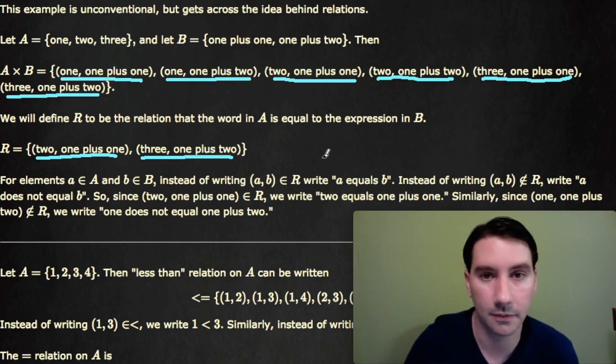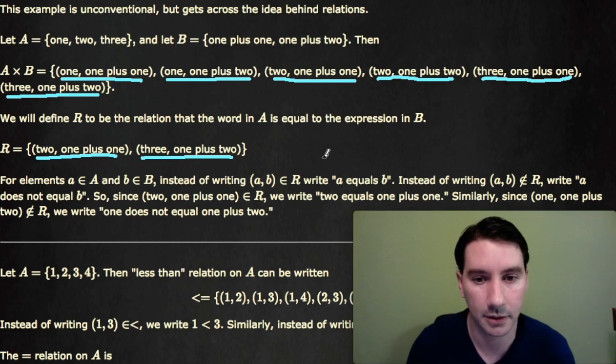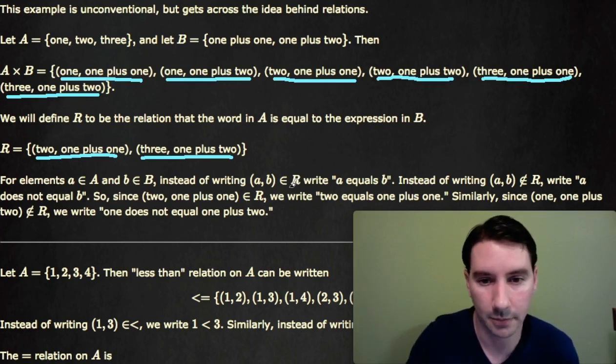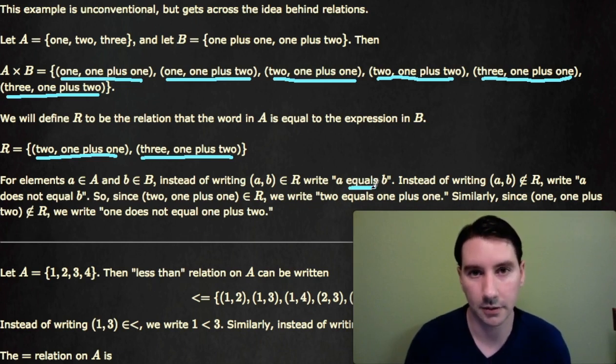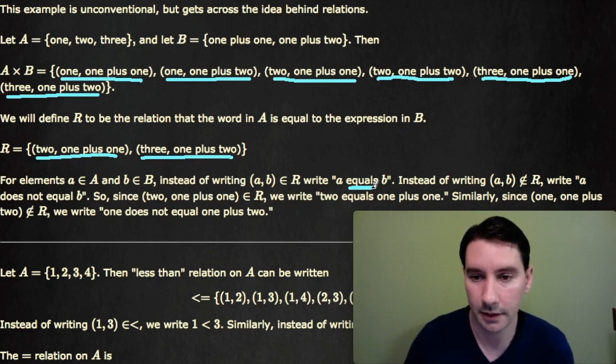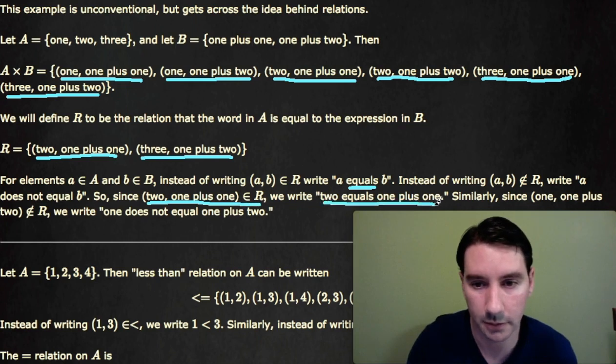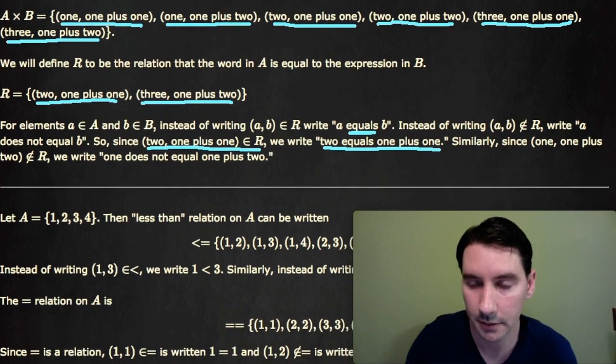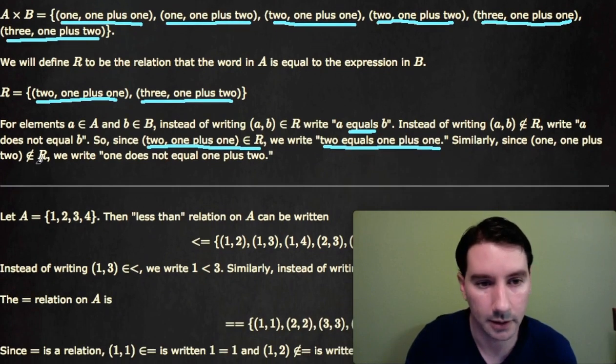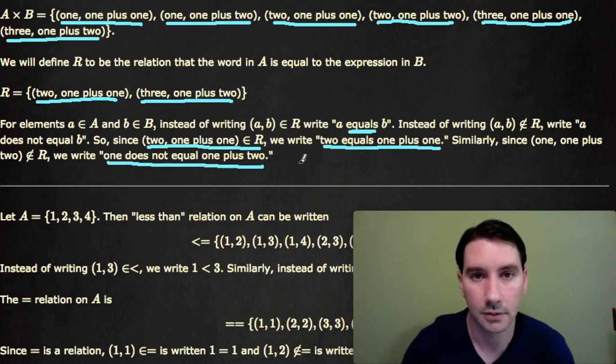Since we've chosen the pairs where they're equal, instead of representing the relation as R, we're going to represent it as equals. And equals itself is a relation. Two things are either equal or they're not. So instead of writing the pair (a, b) as an element of R, we'll write a equals b, or a does not equal b. Since (2, 1 plus 1) is in R, we write 2 equals 1 plus 1. And similarly, (1, 1 plus 2) is not in R, so we write 1 does not equal 1 plus 2. So that's your first example of a relation.